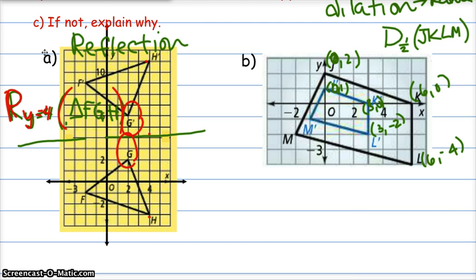For example 2, we noted that it was a dilation. Looking at M to M prime, it was getting smaller. After we wrote down the coordinate pairs, we realized that it was reducing by half. So there's a capital D there with a subscript one half to represent the scale factor, and it happened to the shape JKLM.